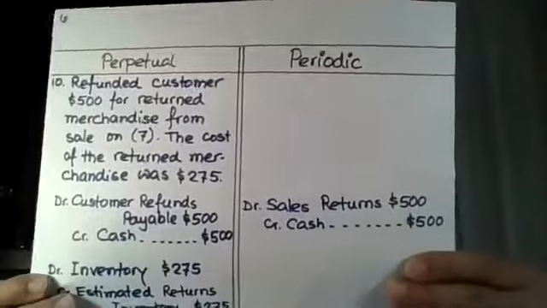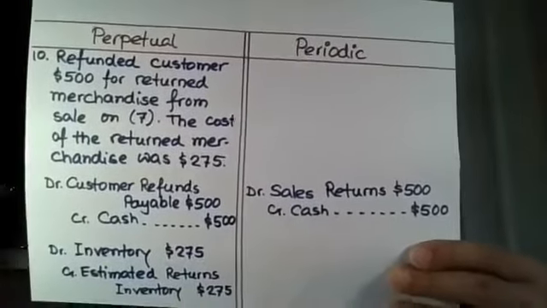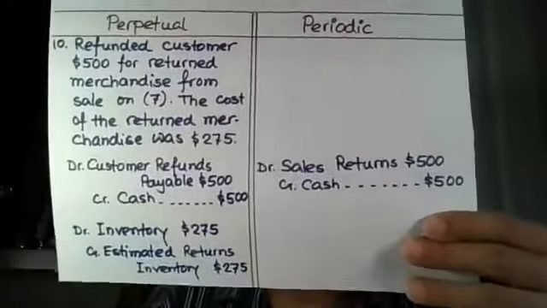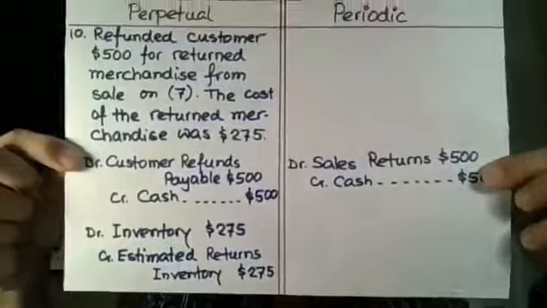Under the periodic, debit sales returns and credit cash. Sales return is a contra sales. It's easy. Sales is credit, so sales return must be debit. Okay, so check for one final time.